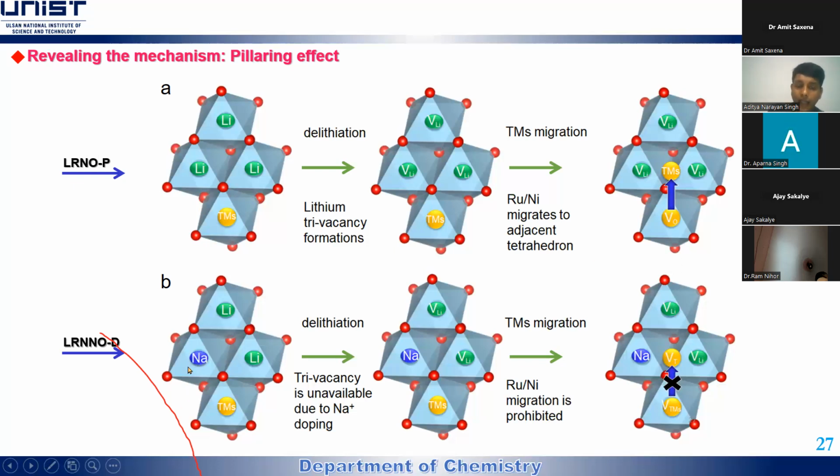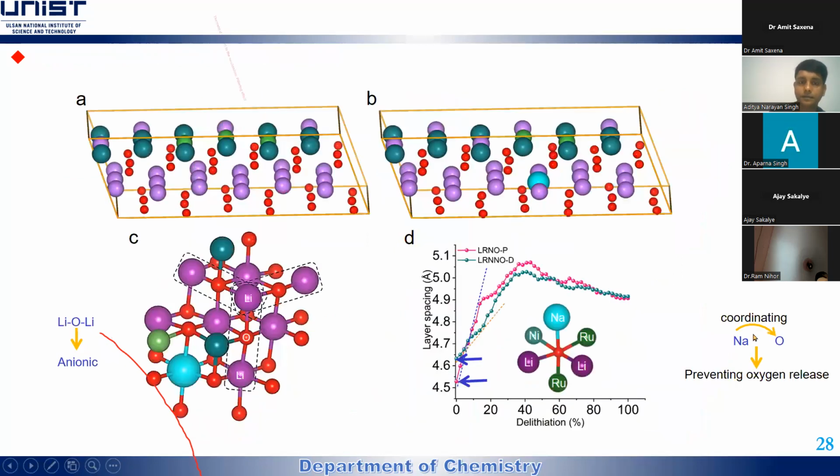But what happens when we have sodium doping? Even when the lithium moves out of the crystal structure, in presence of sodium, the transition metal does not have proper space to get accommodated in the vacant space. So the transition metal migration does not happen. So now we could see that sodium has a dual purpose. It not only activates anionic redox, but it also forbids the transition metal migration. So it has a dual purpose.